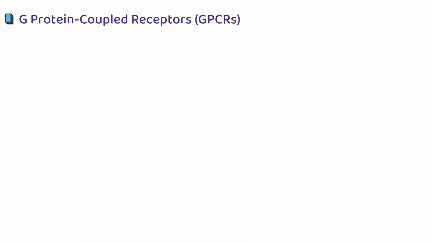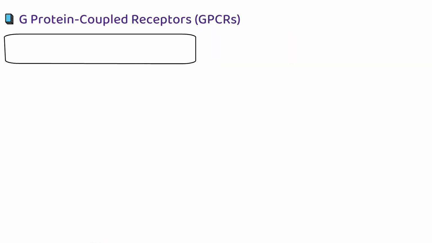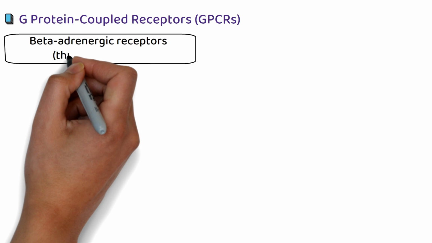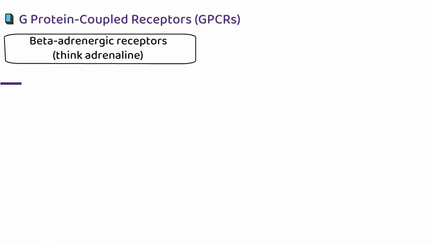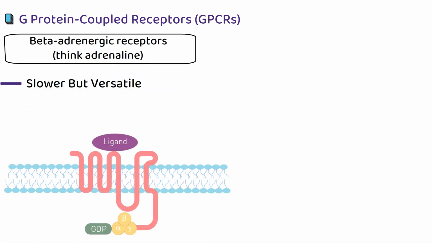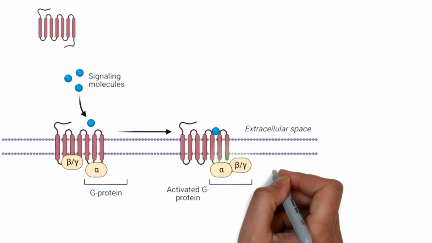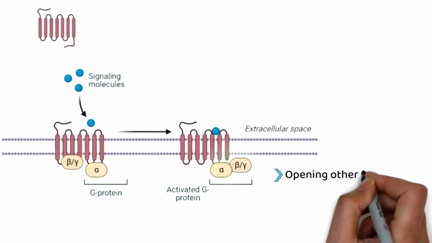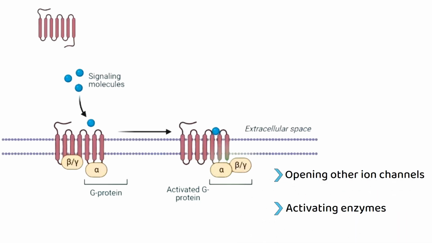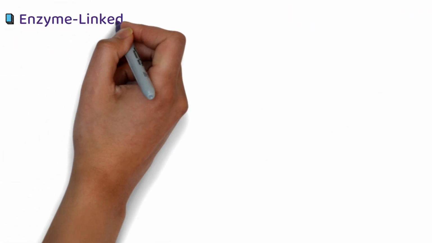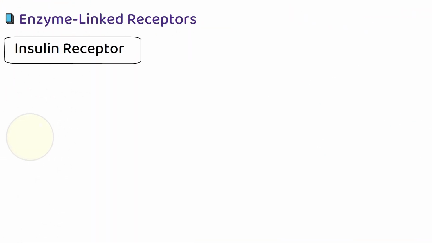G-protein-coupled receptors, or GPCRs. For example, beta-adrenergic receptors. Think adrenaline. These are slower but versatile. Ligand binding activates a G-protein, which then triggers a cascade of intracellular events, like opening other ion channels or activating enzymes.